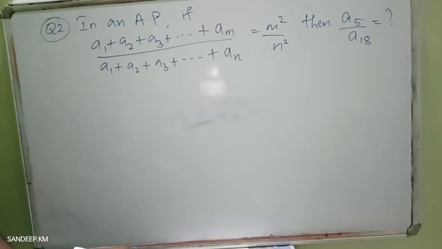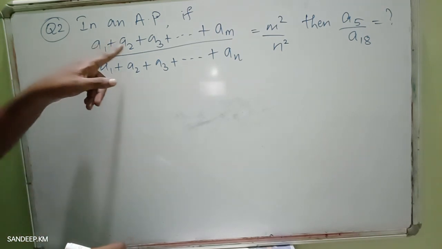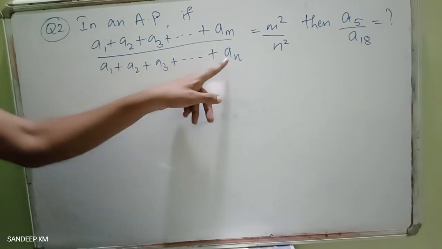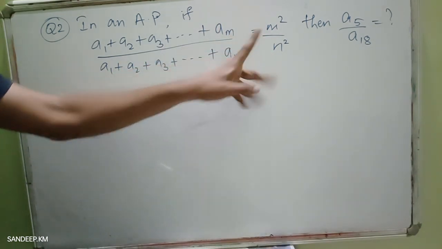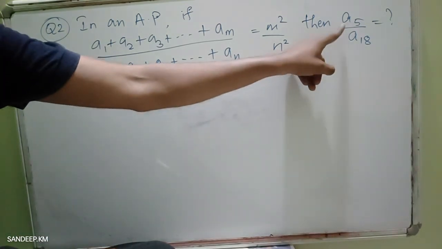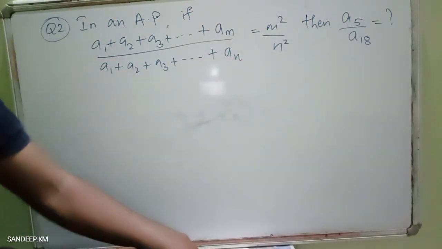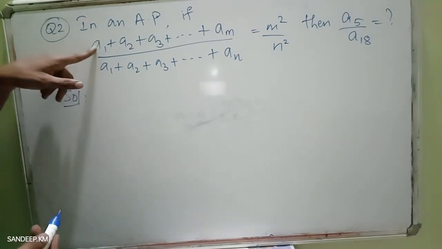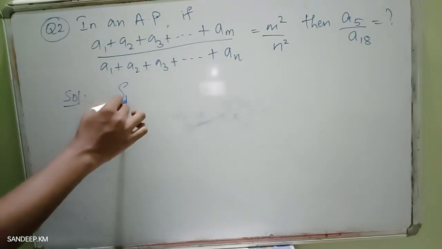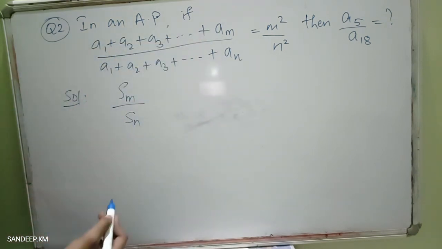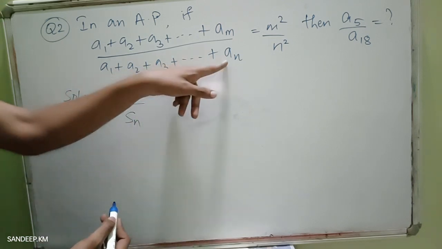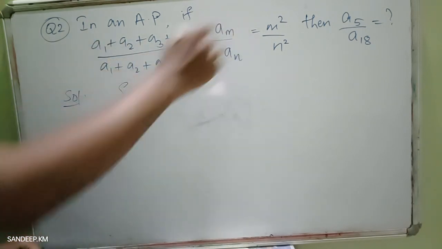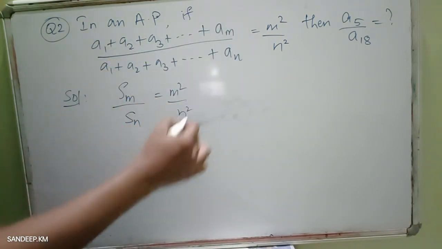Here is a question in an AP. If (a1 + a2 + a3 + ... + am)/(a1 + a2 + a3 + ... + an) = m²/n², then what is the ratio of its fifth term and 18th term? That is the question. Well, we know that the numerator is the sum of the first m terms in an AP, Sm, and the denominator is the sum of the first n terms in an AP. So Sm divided by Sn is equal to m²/n².